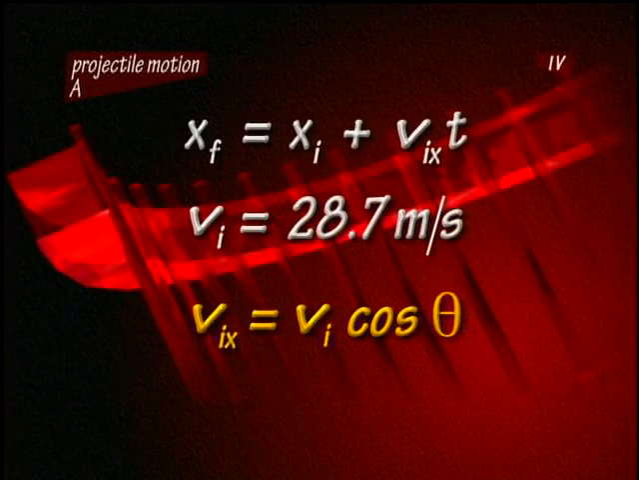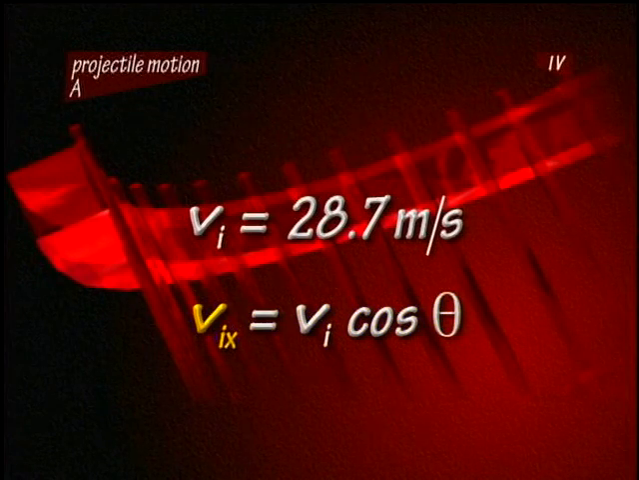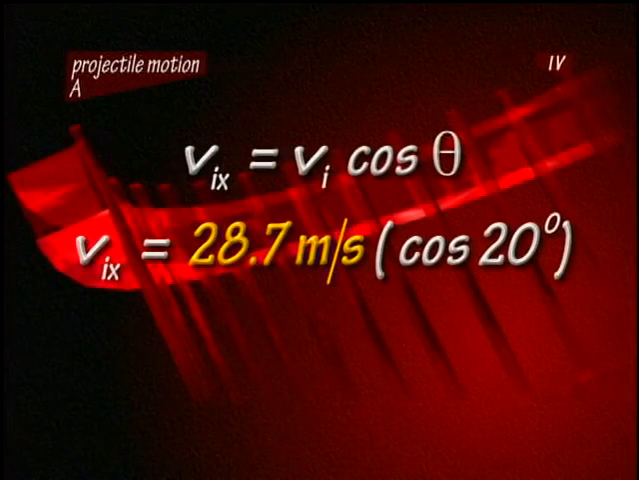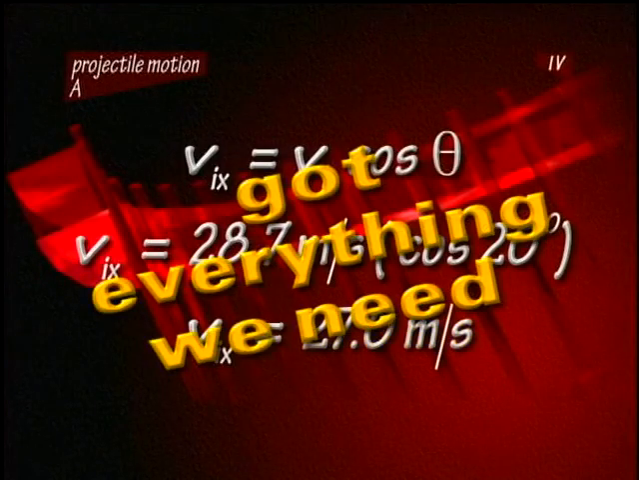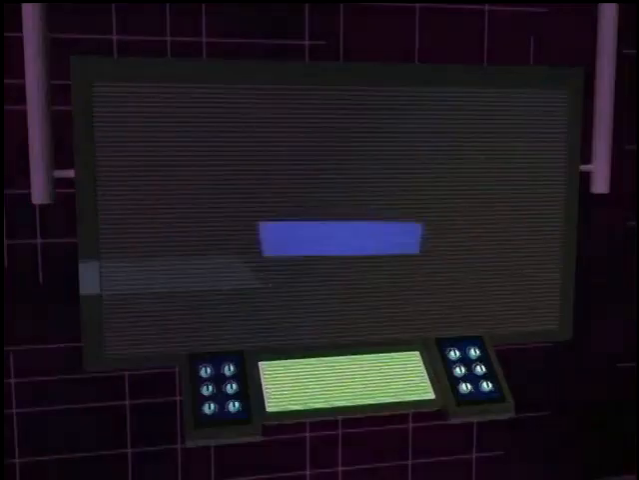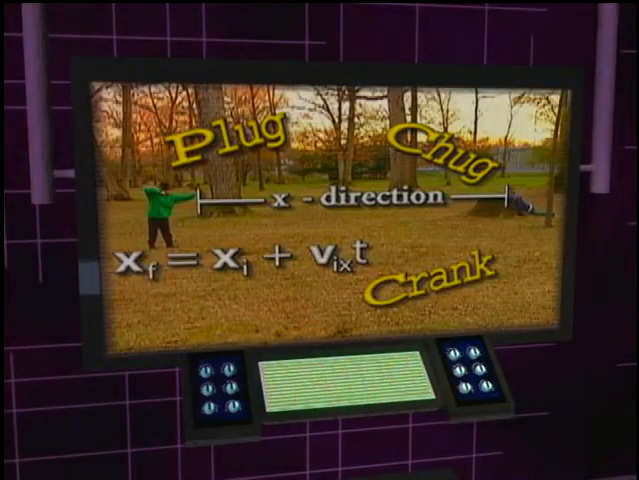So, we can find out the initial velocity in the x direction by using the formula for the initial x component for velocity, v sub ix equals v sub i times the cosine of theta. So, v sub ix equals 28.7 meters per second times the cosine of 20 degrees. And you get that the initial velocity in the x direction is 27.0 meters per second. So, we've got everything that we need. Plug, chug, and crank it.